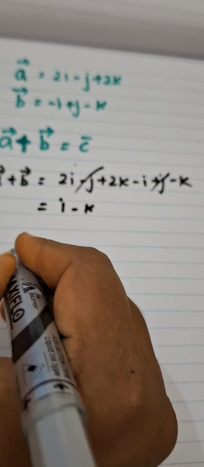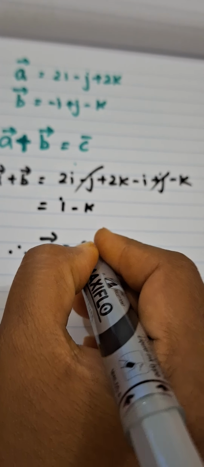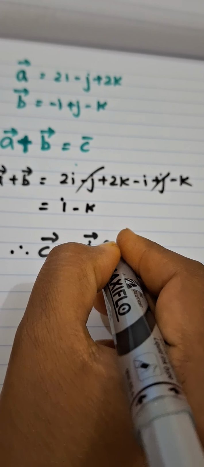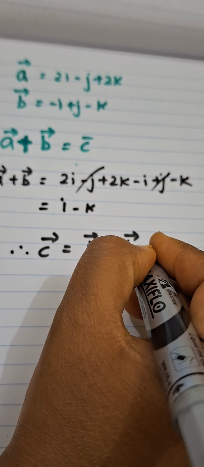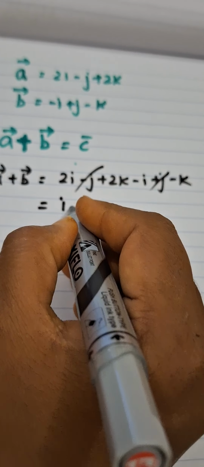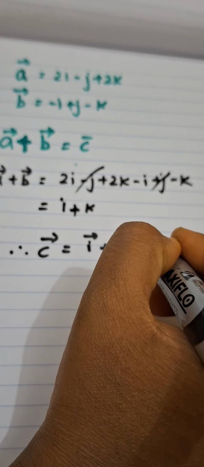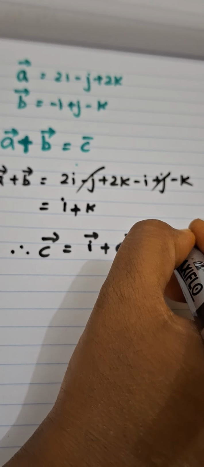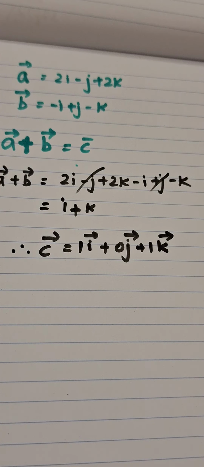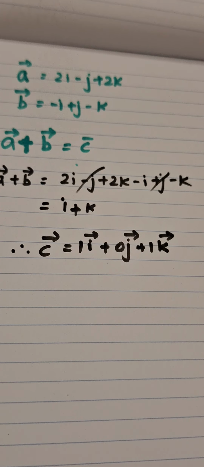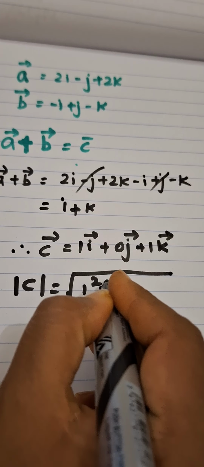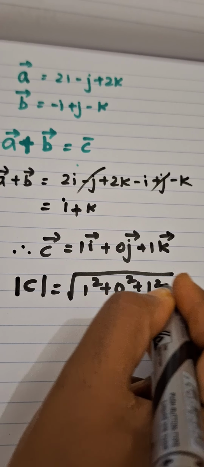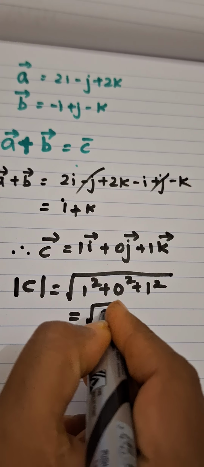Okay, so therefore what I got, c bar is equal to i bar plus 0 j bar. For j bar there is nothing, plus 2 minus 1 is 1, right? Sorry, plus k. So plus 1k bar. So I got 1i, 0j plus 1k. So then what is the magnitude of it? So magnitude of c is the square root of a square plus b square plus c square. So that means the square root of 2.